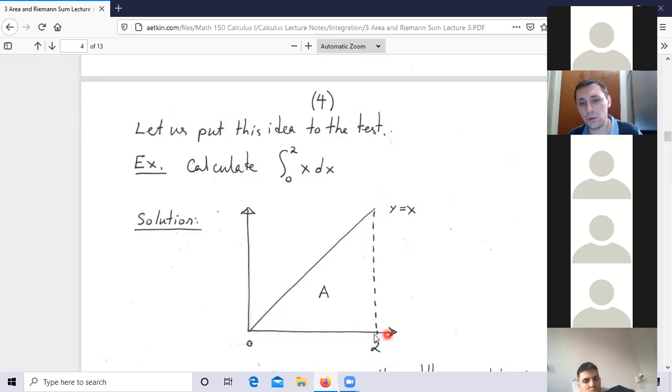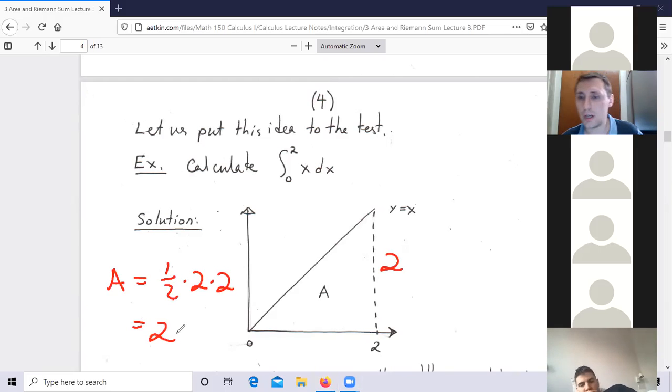So from 0 to 2, it's a triangle that has width 2 and height. What's the height, guys? Help me. Exactly. y equals x, so the height is also 2. What's the area of this object? It's a triangle. So the area A must equal 1/2 times 2 times 2, base times height, which is simply 2. You agree? If what I'm doing is correct, the area will happen to be 2.